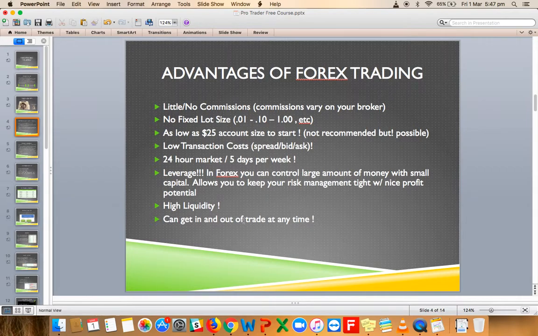Now, the truth is that so many persons will tell you that Forex is very risky, don't get involved, and so on.